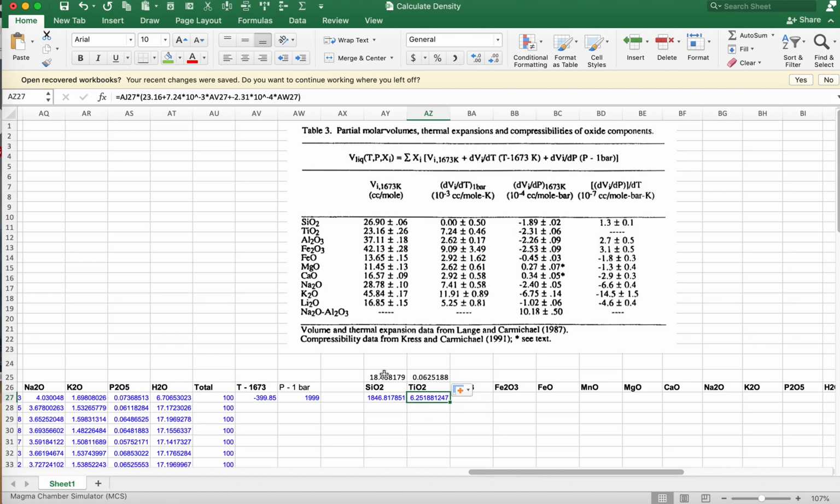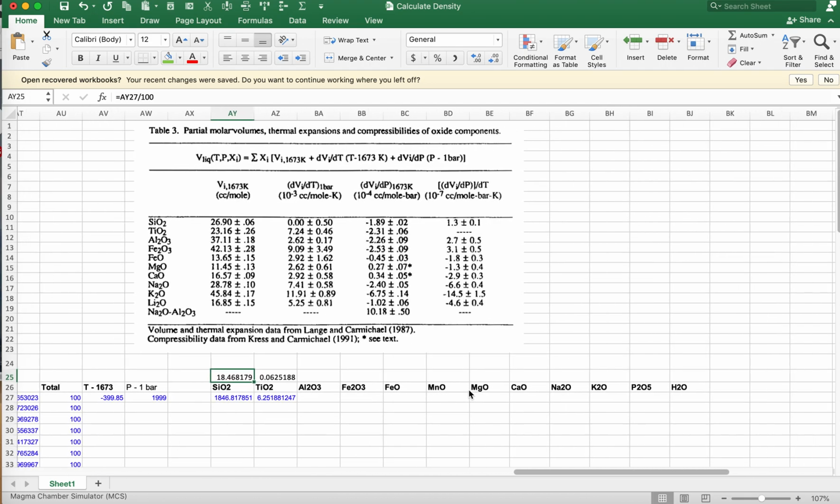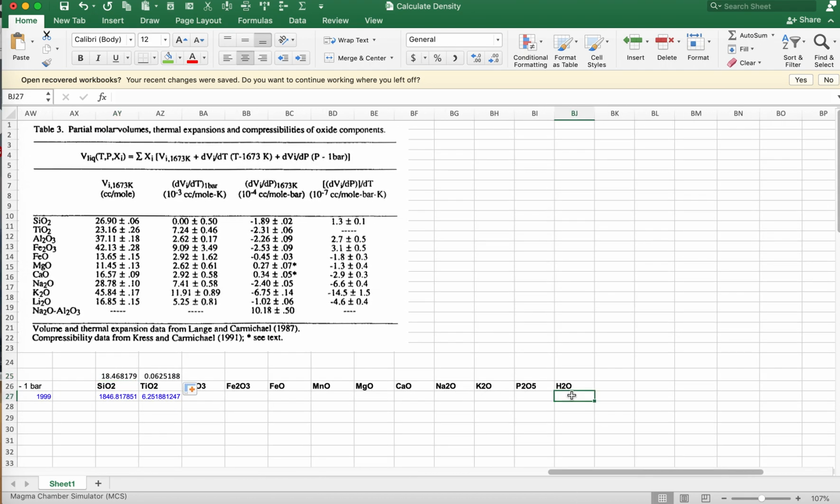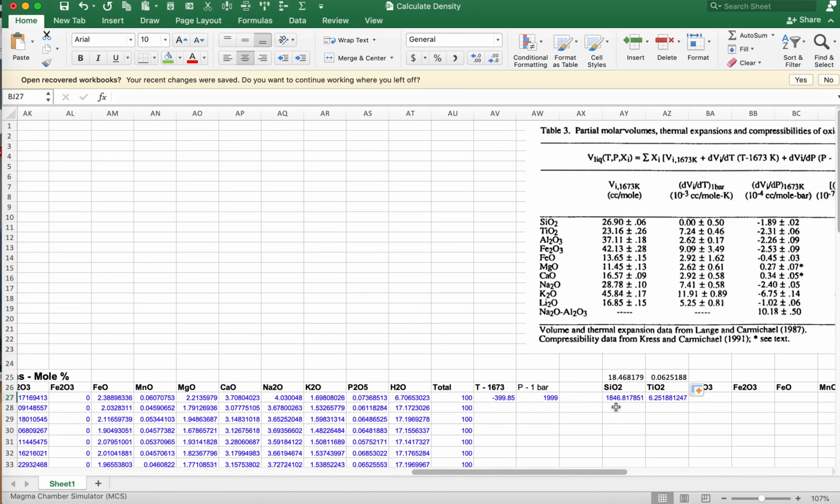Now in the next video, what we're going to do is finish off the rest of these oxides, make a correction for water, and then complete the calculation to convert our volume calculation into one of density, which is the number that we eventually want to calculate.